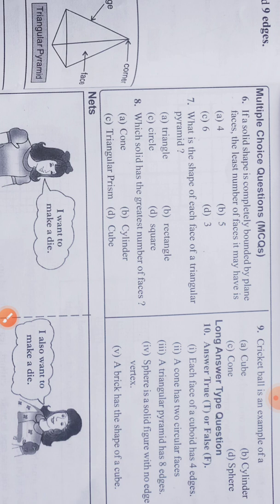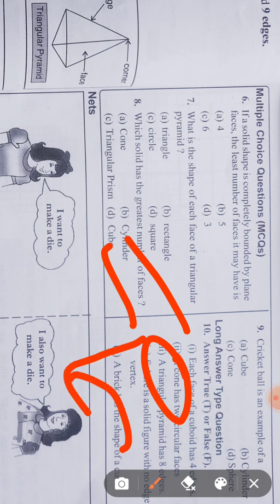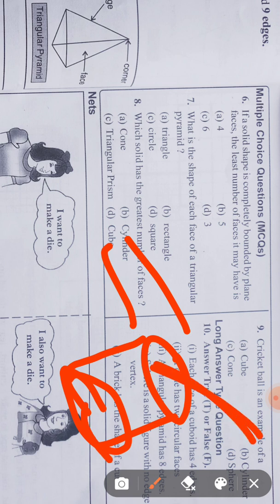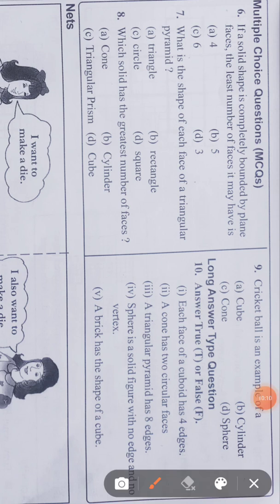Now, which solid has the greatest number of faces? It is actually the cube. Cylinder does not have so many faces. Basically it has 3 faces only, one curved, and then 2 plane faces, bottom and top. Then cube is the one, it will be your answer. Now, cricket ball is an example of what? Cricket ball is an example of a sphere. Okay, it's a sphere. Let us see question number 10.